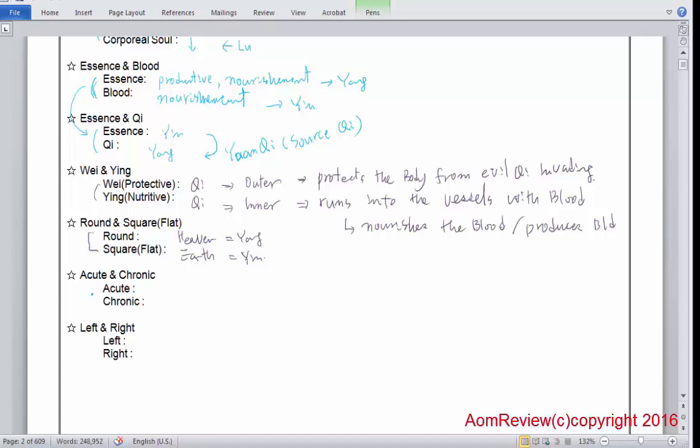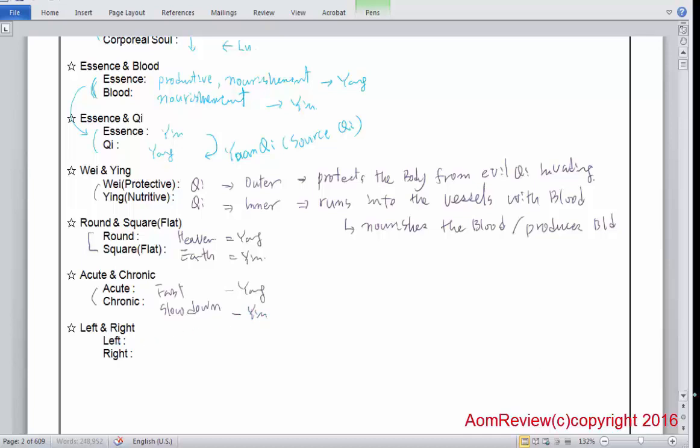And also acute and chronic. This is a fast movement, and this is slow. The onset of chronic is slow, and the onset of acute is fast, which means acute is the yang type and chronic is the yin type of condition.